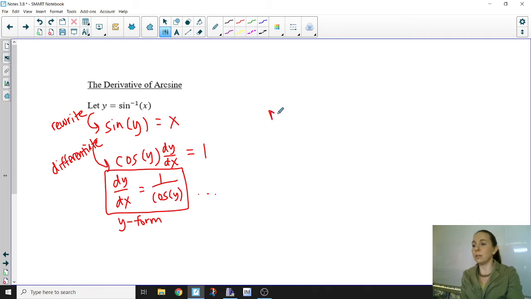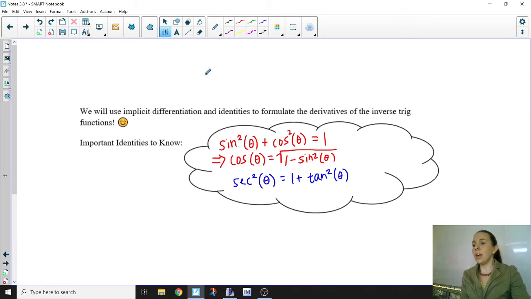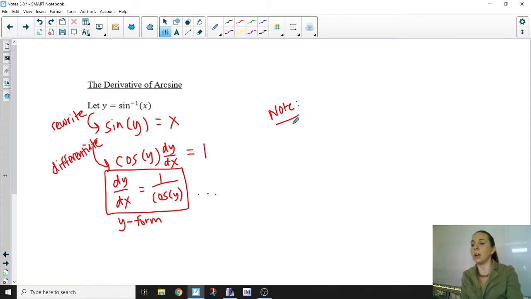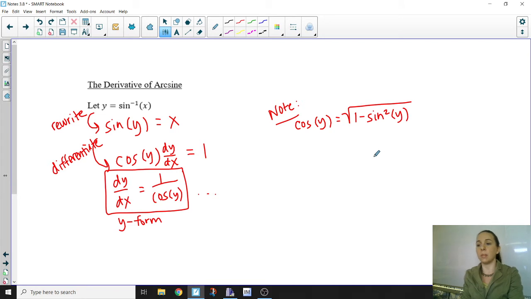I'm going to write a note over here. We have this Pythagorean identity that I wrote in red, and I'm going to take this part of it: cosine of theta equals the square root of 1 minus sine squared theta. However, instead of having a theta there, I can put any variable I want, so I'm going to put y there instead. Cosine of y is equal to root 1 minus sine squared of y. And we got that from that Pythagorean identity.